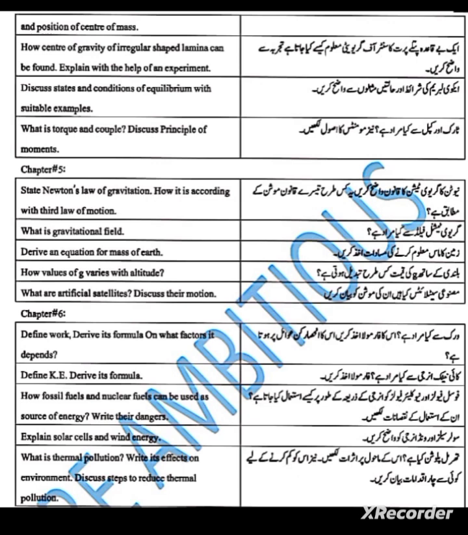From chapter number 6, important topics are define work, derive its formula, on what factor it depends, define kinetic energy, derive its formula, how fossil fuels and nuclear fuels can be used as sources of energy, write their dangers, explain solar cells and the wind energy, what is thermal pollution, write its effect on the environment, discuss steps to reduce the thermal pollution.